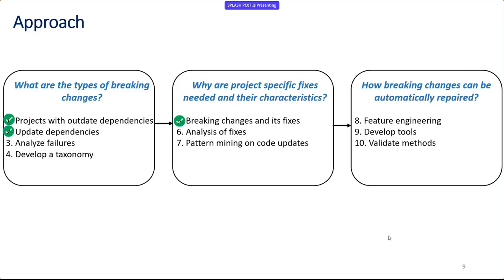So I'm currently in my second year in PhD. During the first year, we were able to gather some projects with outdated dependencies, update the dependencies, and also extract breaking changes. And we also looked at projects that already have updated dependencies and have applied changes to fix those breaking changes. And during my second year, we're currently analyzing the breaking changes that we have extracted and trying to develop a taxonomy based on those breaking changes.